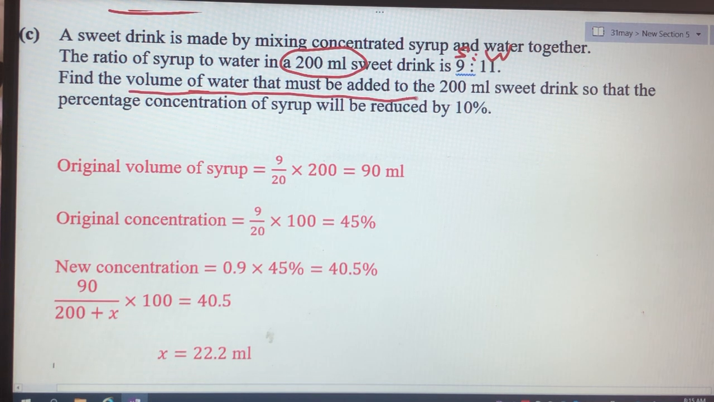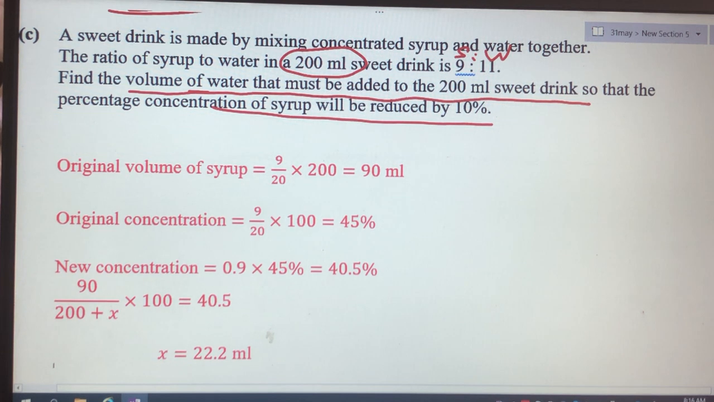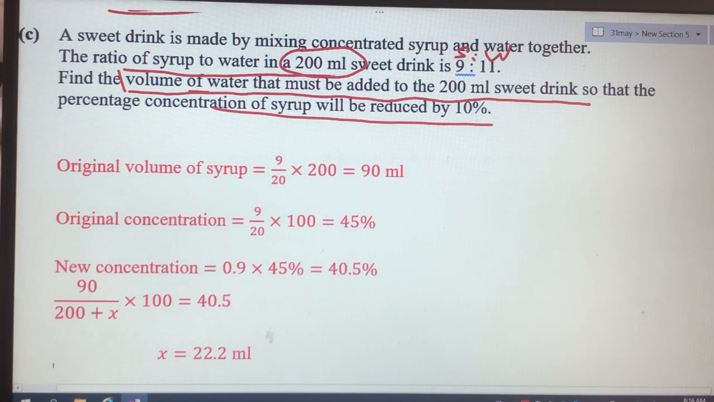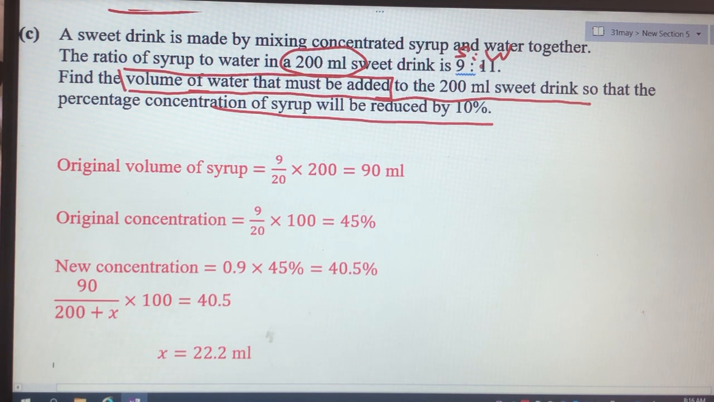that must be added to the 200 milliliter sweet drink so that the percentage concentration of syrup will be reduced by 10%. Now, are we adding any syrup? No, we are only adding water. We're only adding water. Many of you got this wrong because you thought that we are adding syrup also. No, we are not adding any syrup to the sweet drink.